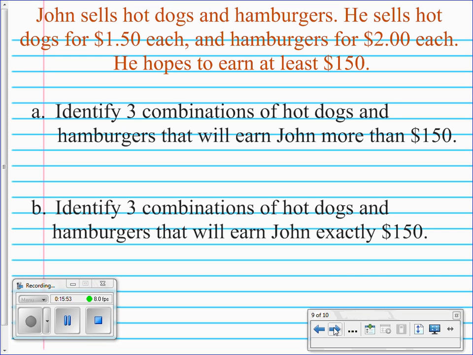This is the one time that you will be able to use guess and check. So take a few minutes to find 2 numbers that are going to represent hot dogs and hamburgers that will earn you more than $150.